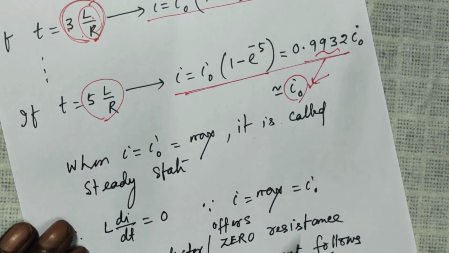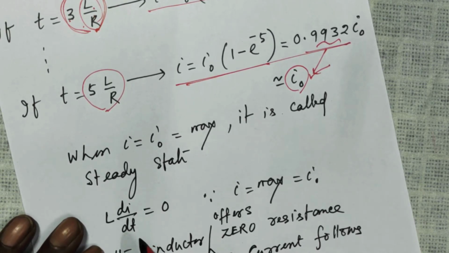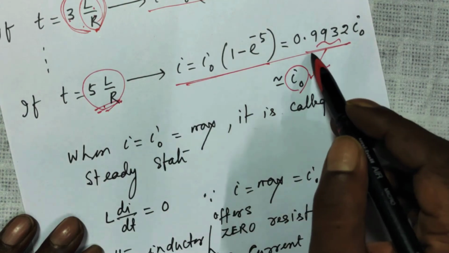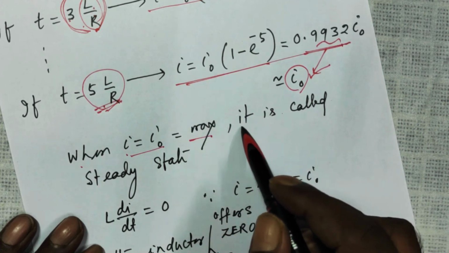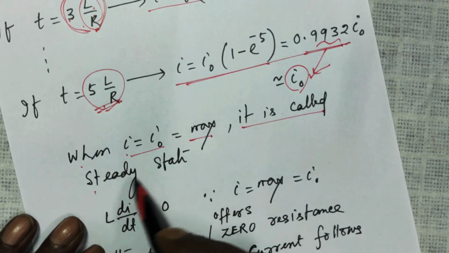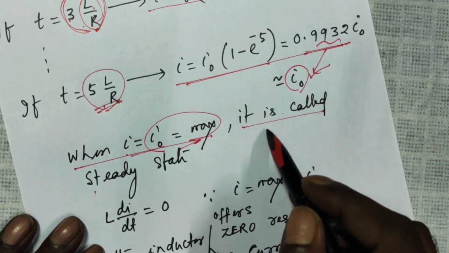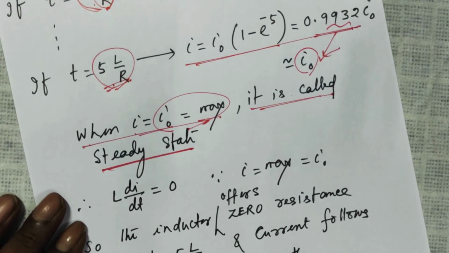So the current becomes maximum, but it does not become maximum immediately. After this much time, after nearly 5 time constants, it is the maximum. So I becomes I naught, that is maximum. And when the current becomes maximum, the state is called the steady state.